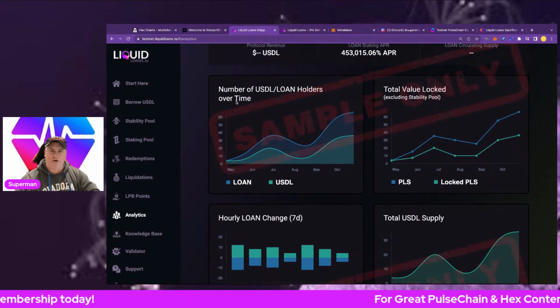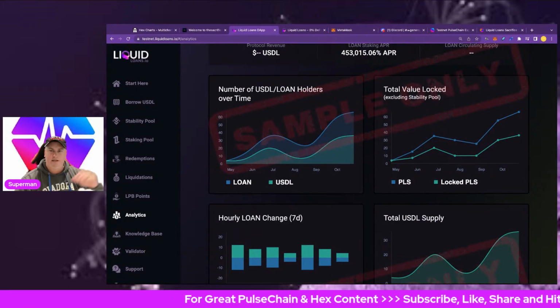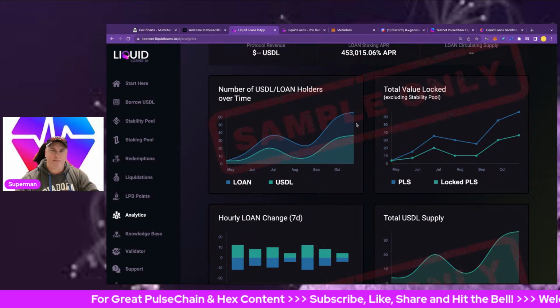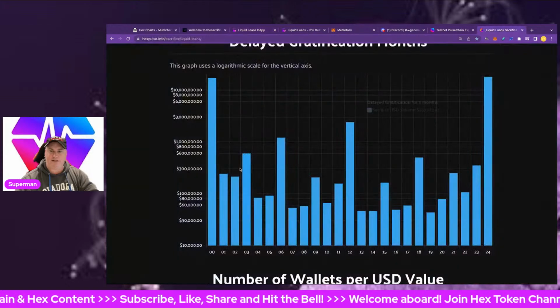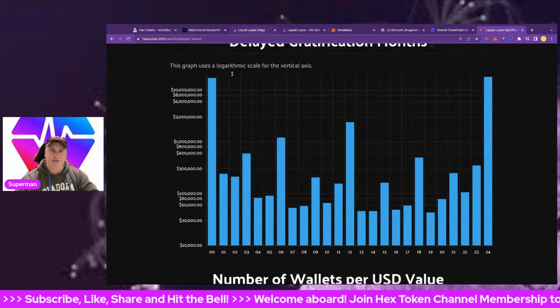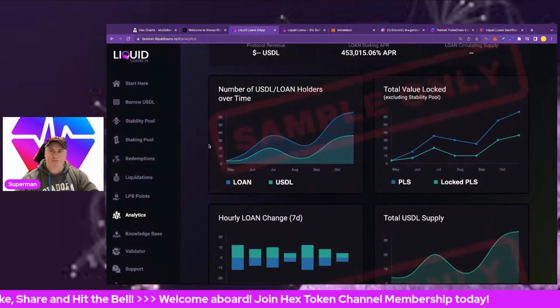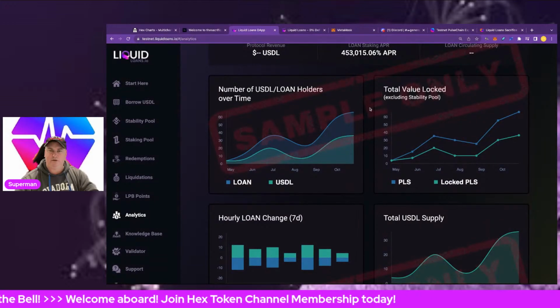Number of USDL loan holders over time. This is going to be very important. Obviously, growth is very key. We were looking at that. And of course, that will be impacted by the profile of the sacrifices, right? It's going to be impacted by that too when emissions come out and things like that, participation, but definitely growth of non-sacrifice people is going to be massive.